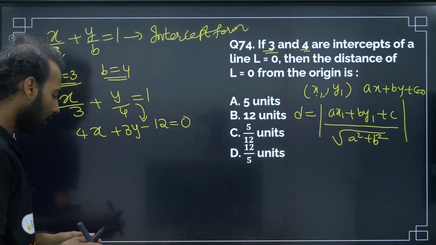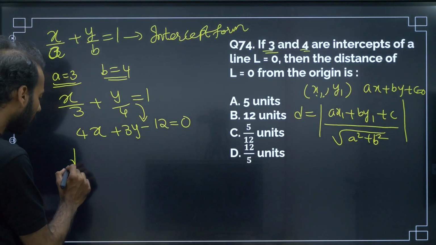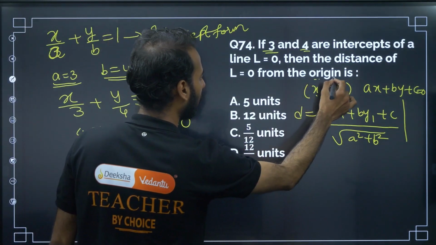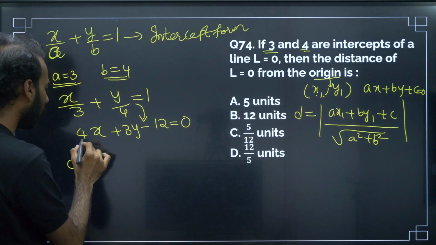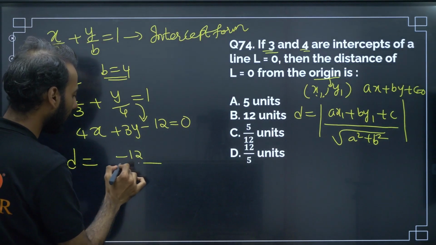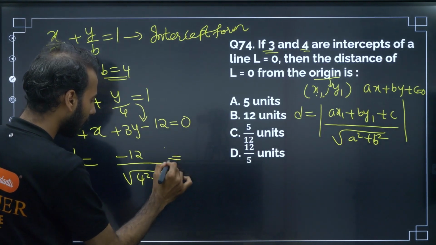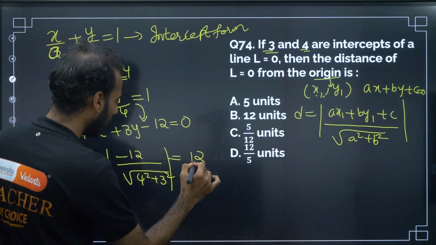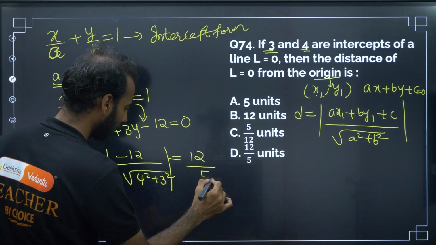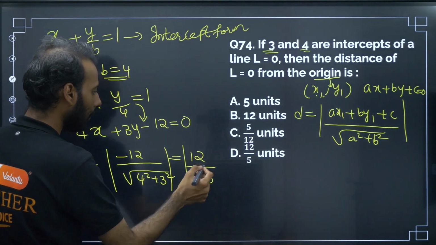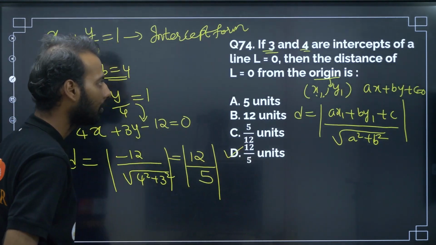Now here they are talking about the origin as the point x1 comma y1. So if I place it here, minus 12 divided by root of 4 square plus 3 square. So this becomes 12 divided by 5. 12 divided by 5. D option is the answer.